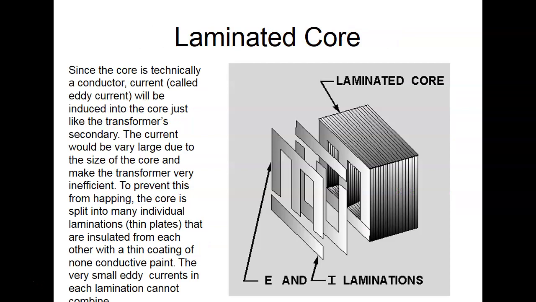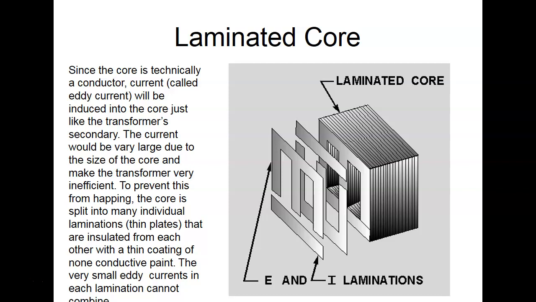Now, the problem we have with this core is that it's a chunk of metal. And what do we need to induce a voltage? We've got to have a conductor. So what happens if we just take a chunk of metal and try to transfer the magnetic field through it? It's going to induce a voltage and a current into the core. These are called eddy currents.